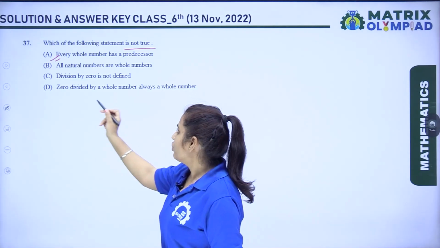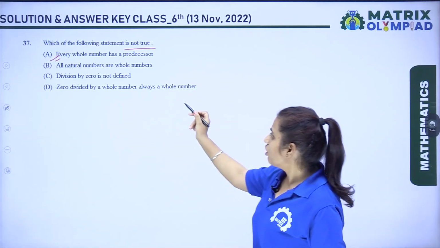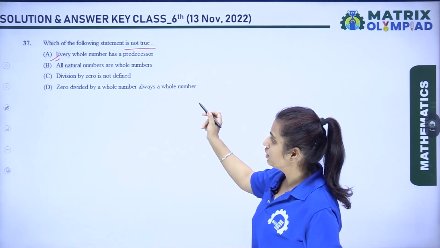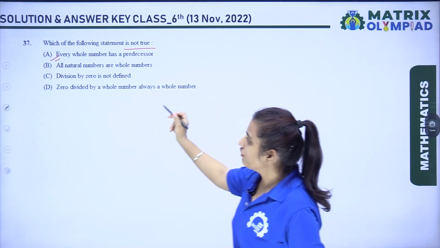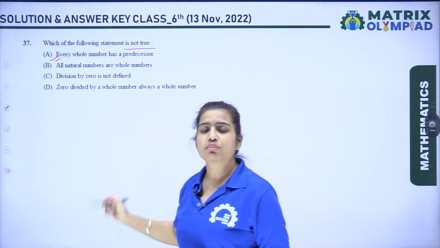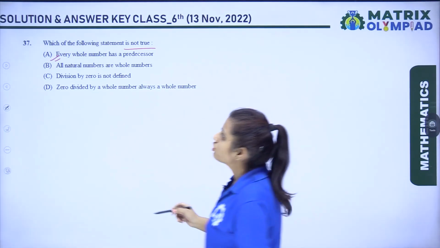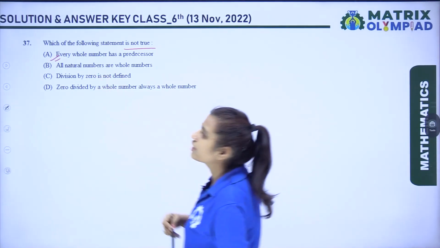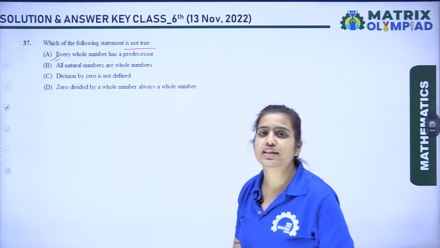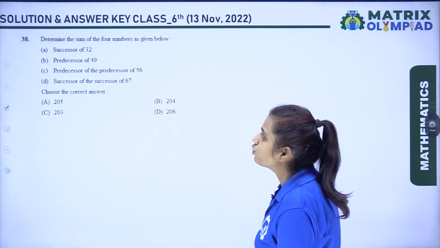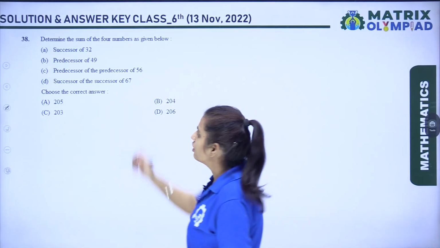Last statement is 0 divided by a whole number, always a whole number. Yes, whenever we divide 0 by any whole number, we get a whole number because 0 is also a whole number. So, option A is the correct answer for question 37. Now, next question is question number 38.